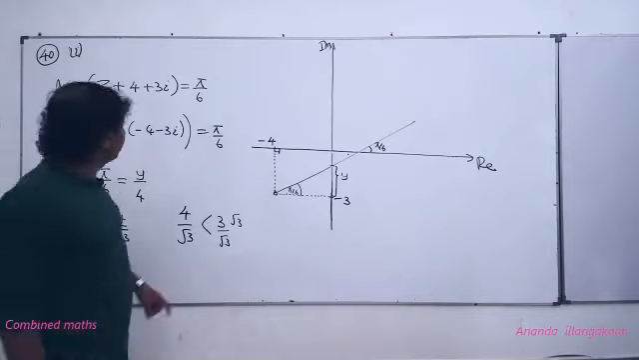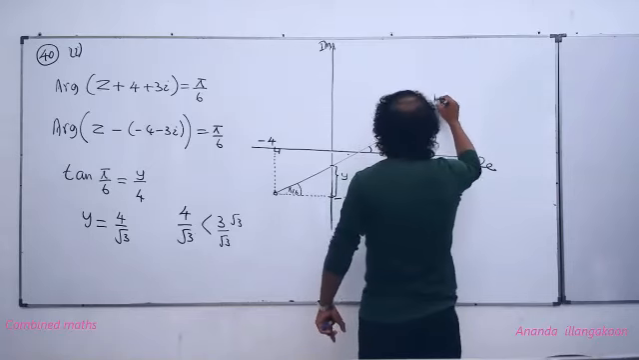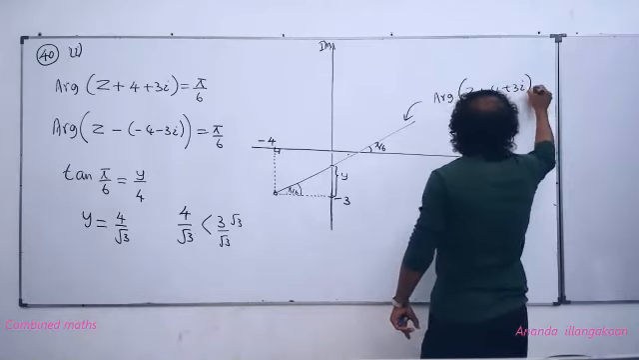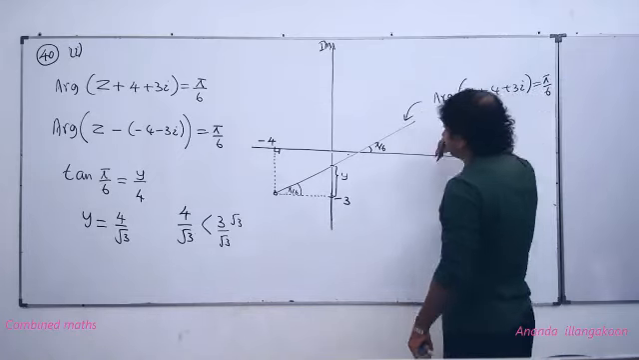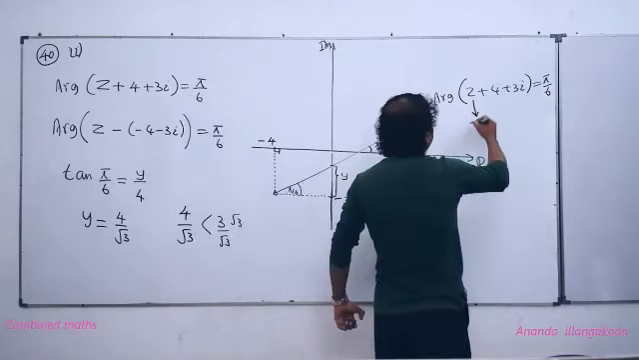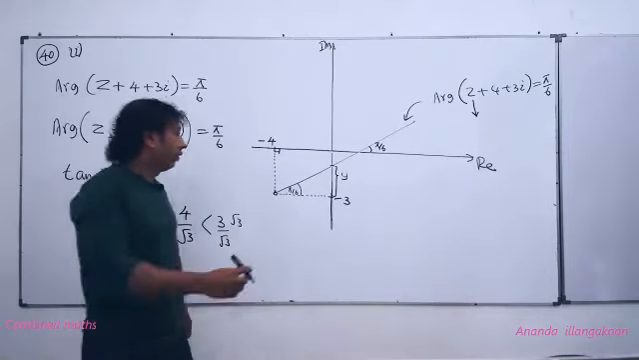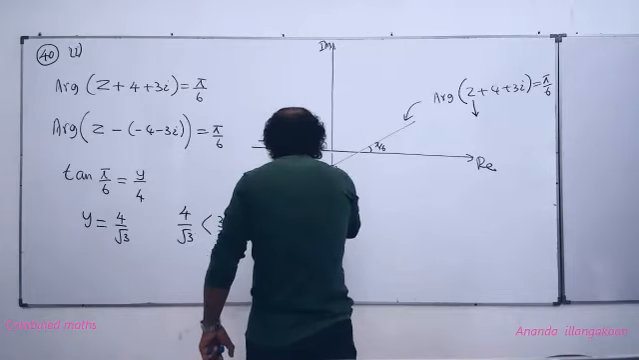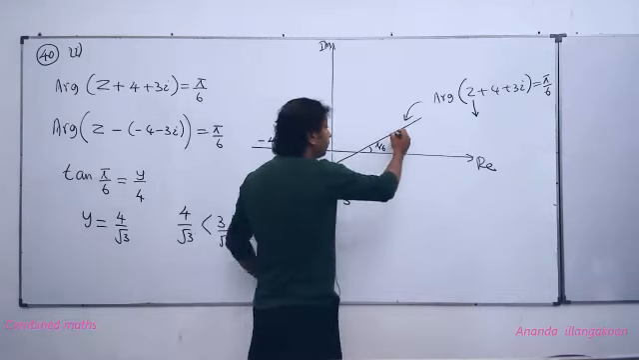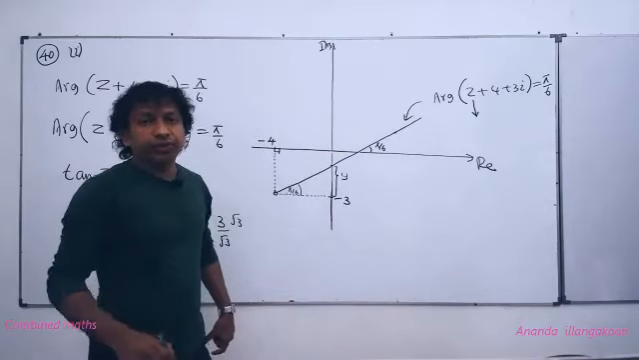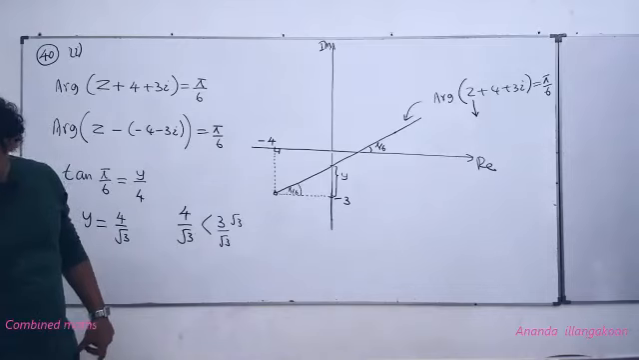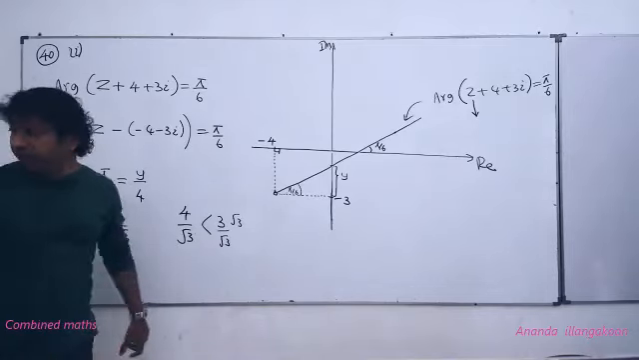Right. Now what is next? This is a path given by this equation, arg of z plus 4 plus 3i equals pi by 6. This is a path. That is okay. Now, people, on the path, what is this z? On the line, how many points are available? Infinitely many points are available. When we consider any point, suppose here, on the line, that point gives a complex number. That complex number is z. Now, what is being asked next? Find the minimum of mod z.